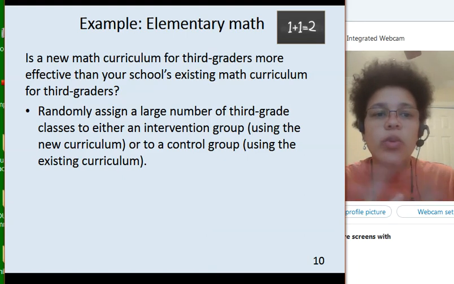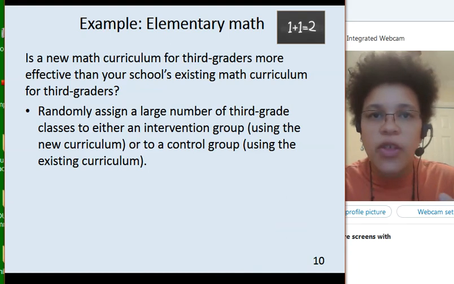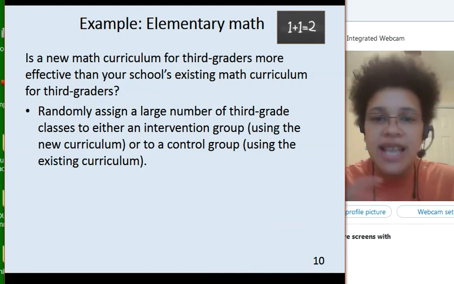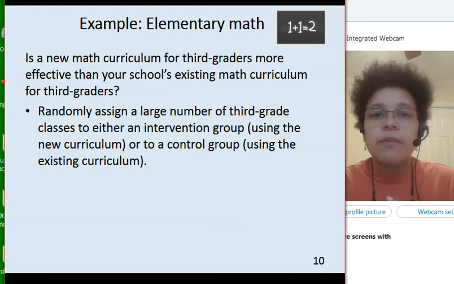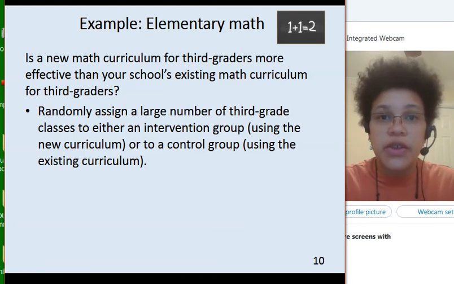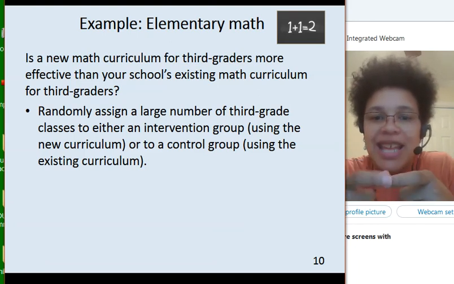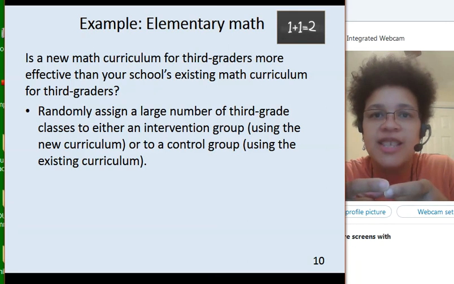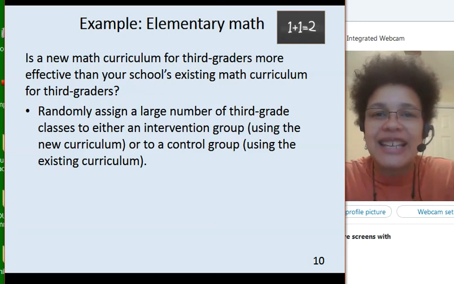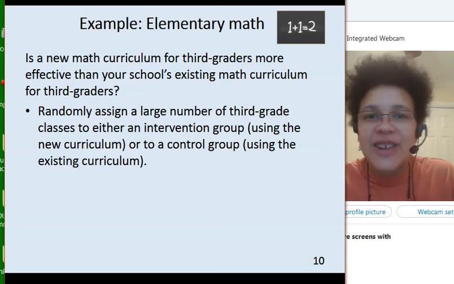But we can't just take third graders and randomly assign them to one math curriculum versus another, because third graders are contained in a class. It's basically impossible, when the students are registering for school on the first day of school, to say, okay, I'm going to randomly assign kids to different classes, right?